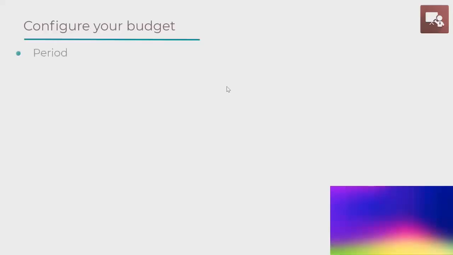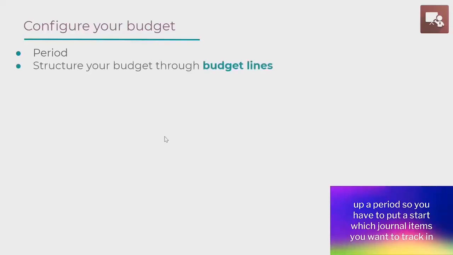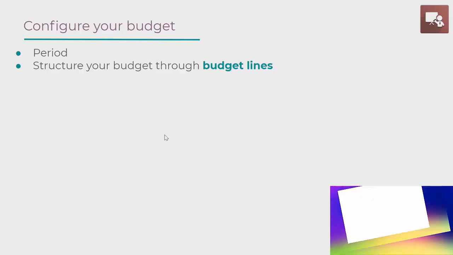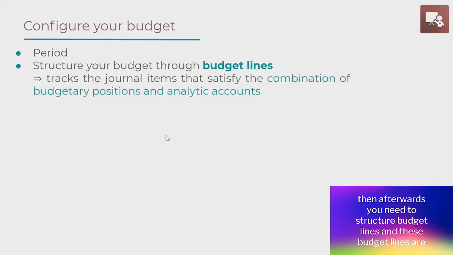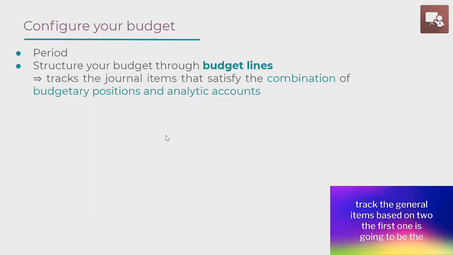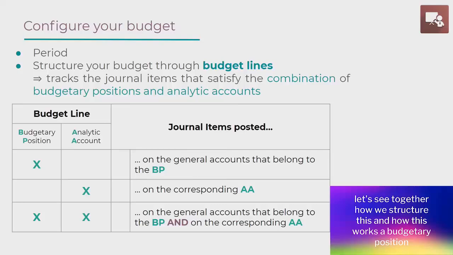Together, we'll look at the different features that enable you to manage your budget in Odoo. So let's see how to configure this in your database. First, you have to set up a period, so you have to put a start date for which journal items you want to track. Then afterwards, you need to structure budget lines, and these budget lines track the general items based on two things. The first one is going to be the budgetary position and the second is going to be the analytic account. Let's see together how we structure this and how this works.